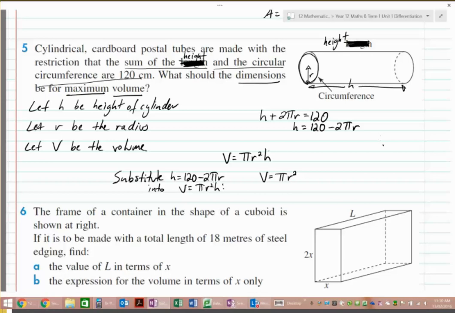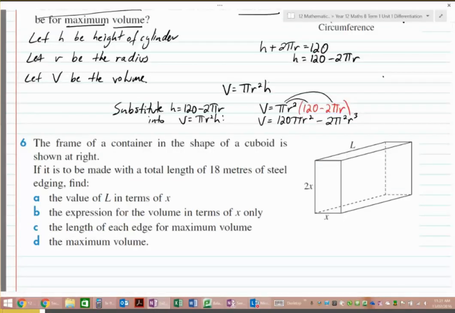But that's okay. So I was substituting this h value into my formula, so this part going in to where h is. So pi r squared h, so 120 minus 2 pi r is going in there. And then I can do some expansions. So this will be 120 pi r squared. I put the number at the front, then the pi, then the r squared. And we'll be subtracting 2 pi squared r cubed.